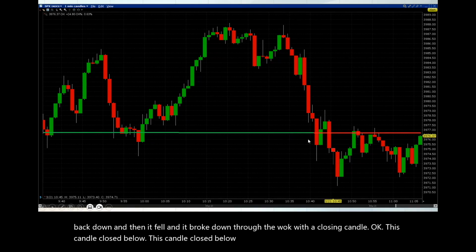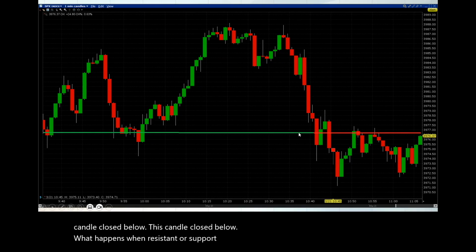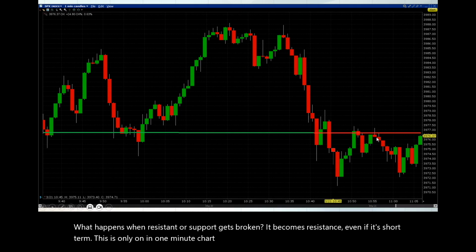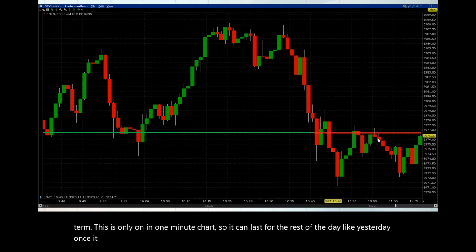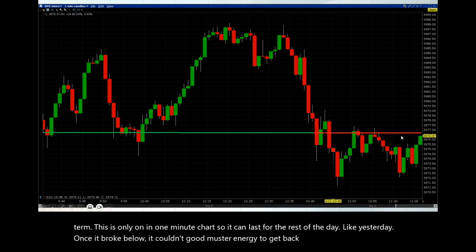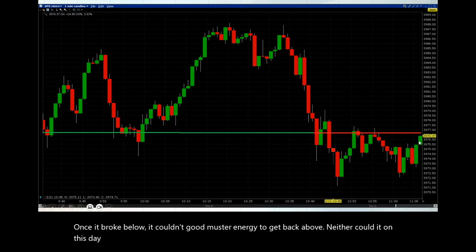What happens when resistance or support gets broken? It becomes resistance, even if it's short term. This is only on a 1-minute chart, so it can last for the rest of the day, like yesterday. Once it broke below, it couldn't muster energy to get back above. Neither could it on this day. It broke below it and became resistance for the rest of the day. So pay attention to these.